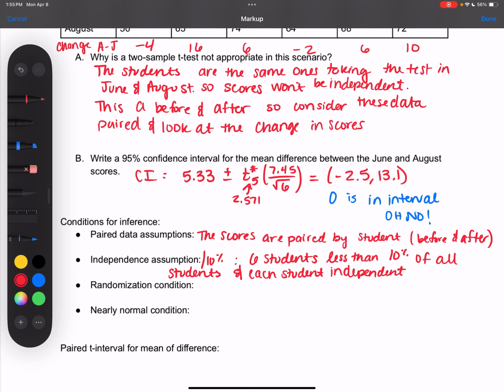All right, is this one random? Well, it's a representative sample. Not necessarily random, but a representative sample.